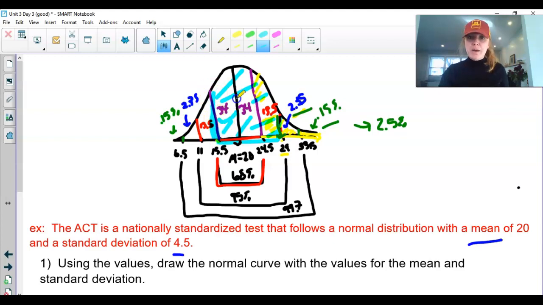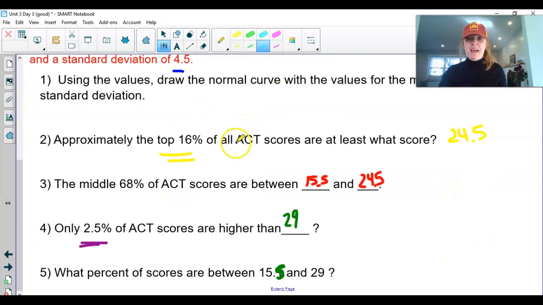So what am I going to do? I'm going to add up 34 plus 34 plus 13.5. And what do I get? I get 81.5%.